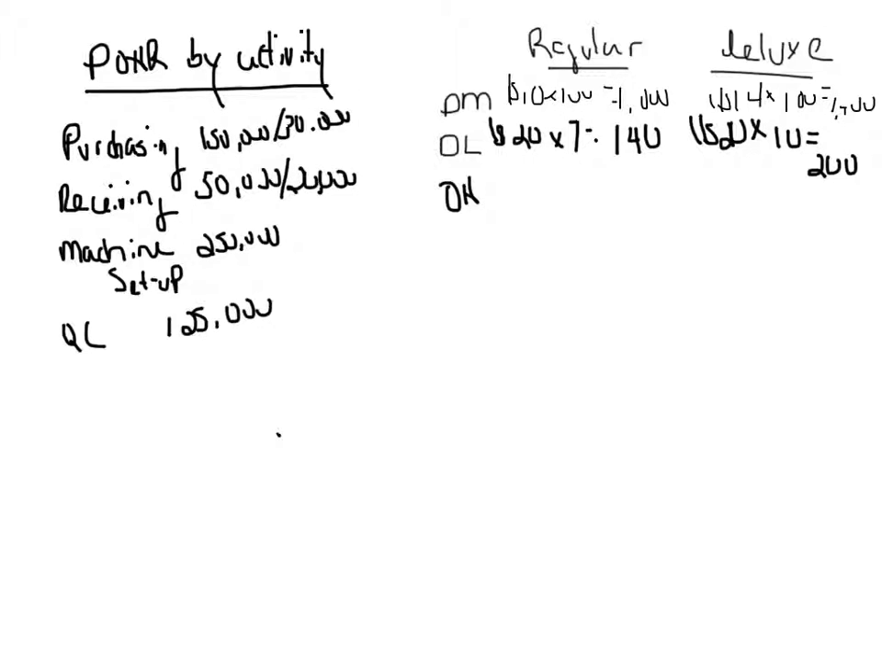And then for machine setup, it says number of setups. It gives us 2,500 setups. And then for quality control, number of inspections, it gives us 25,000. Okay? So now this is going to be the predetermined overhead rate by activity level.